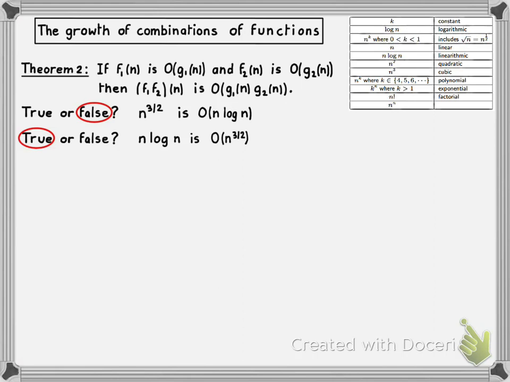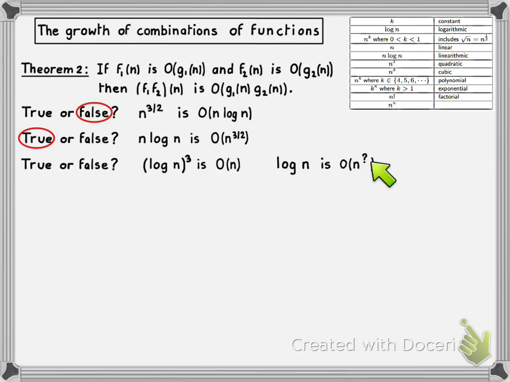Now let's turn our attention to our last true-false question. Is the function log n to the power 3 big O of n? Again, we're going to use the fact that the function log n is big O of n to some power k, where k is any real number strictly larger than 0 and strictly smaller than 1. So which power of n should we choose in order to answer this question?